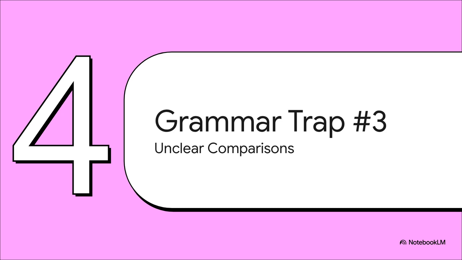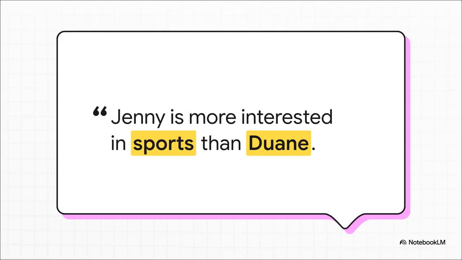Okay, time for our third and final grammar trap. And this one is a sneaky one, the unclear comparison. This is when you write a sentence that's so vague it can mean two totally different things. And when you're writing, clarity is everything. This trap just obliterates it. Take a look at this sentence. Jenny is more interested in sports than Dwayne. Okay, so what does that actually mean? Because I can think of two completely different ways to read that sentence.